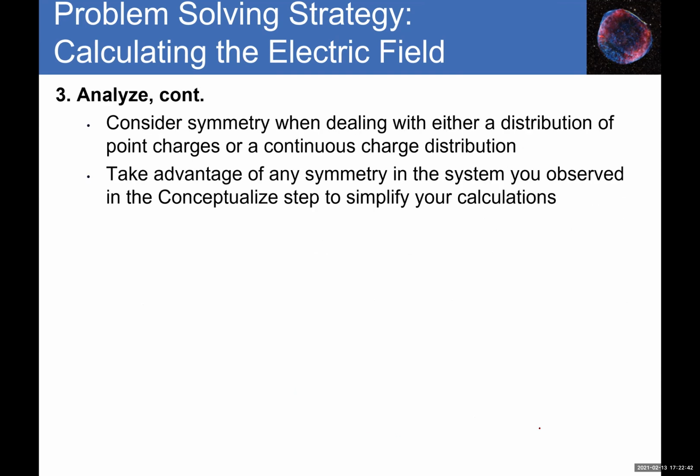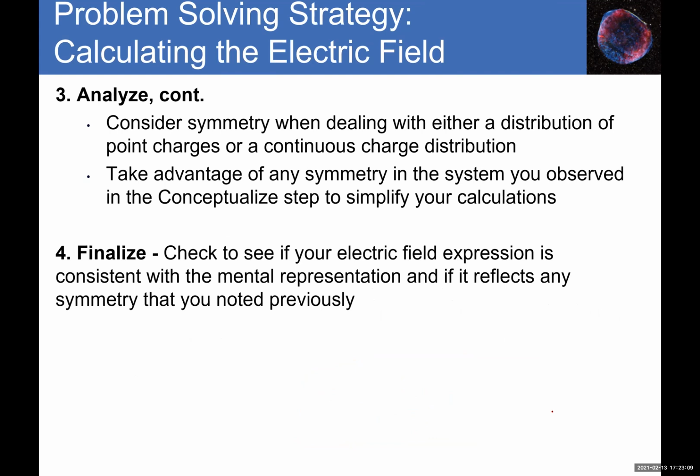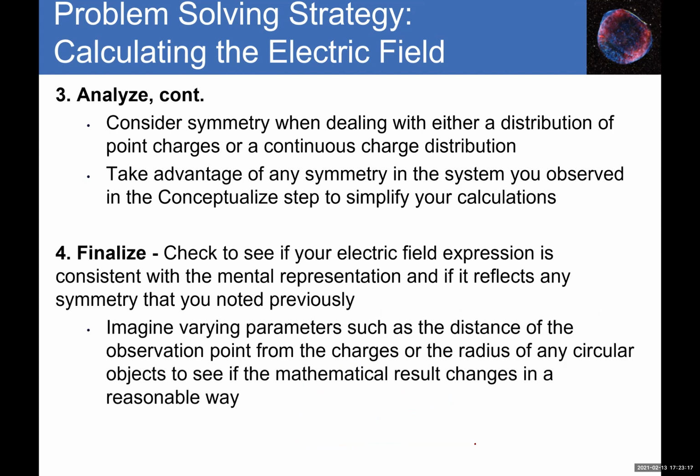All right, and a lot of times, consider the symmetry when dealing with either a distribution of point charges or a continuous one, because we can often see that X components, for example, can cancel out, or Y components can cancel out, and things like that. So we can use the symmetry and save ourselves some time by realizing that some of the components cancel out, which simplifies our calculation. All right, so finalize: check to see if your electric field expression is consistent with the mental representation and if it reflects any symmetry that you noted previously. That means, does it make sense or not?